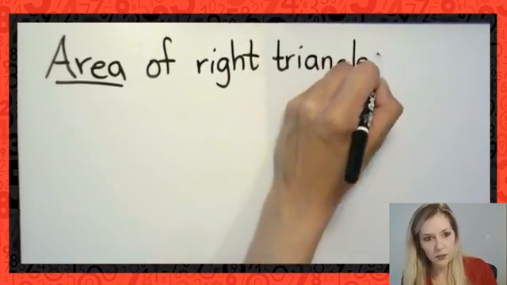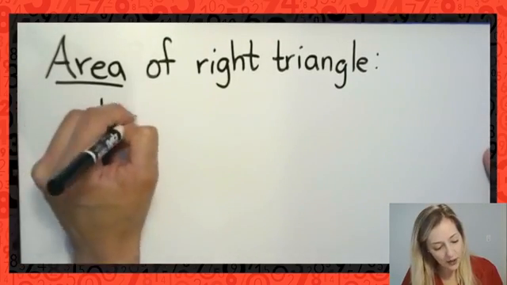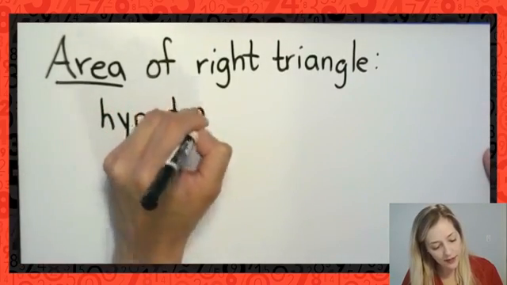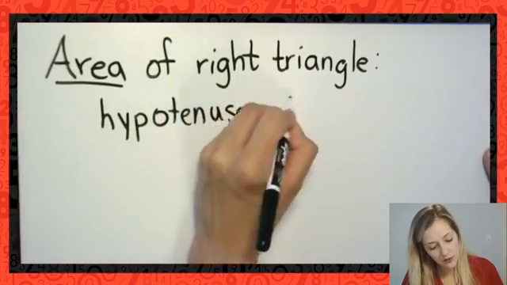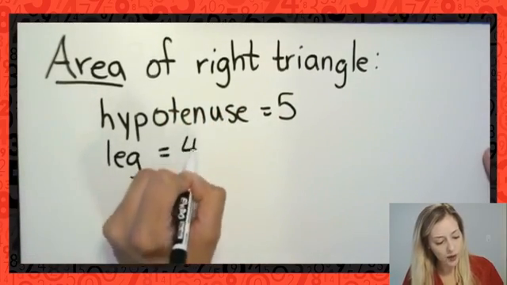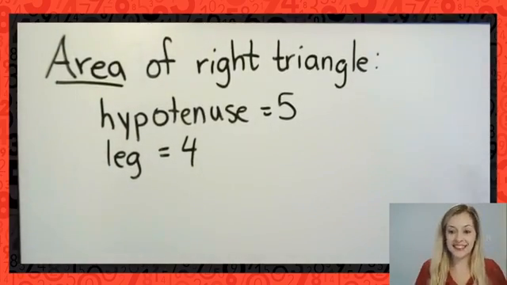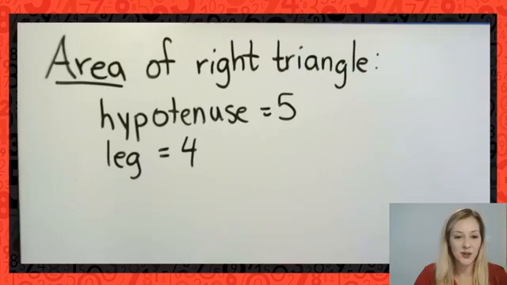In fact, I didn't even have to write that it's a right triangle, but too late, I did. That has a hypotenuse of 5, and one of its legs is equal to 4. It's always so funny when I say the leg of a triangle. It almost makes it sound human or like a creature. But given this information, how can I find the area of a right triangle?